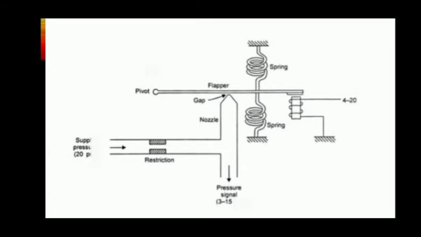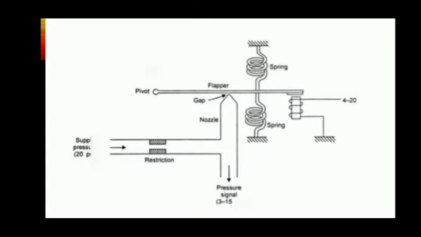In electro-pneumatic actuators, the current in the solenoid is converted into pressure using the arrangement shown above. When an electrical actuating current of 4 to 20 mA is passed through the solenoid, it attracts the flapper fixed on a pivot. So, when the solenoid is activated, the flapper moves as per the magnitude of current through the solenoid, which will control the opening of the nozzle.